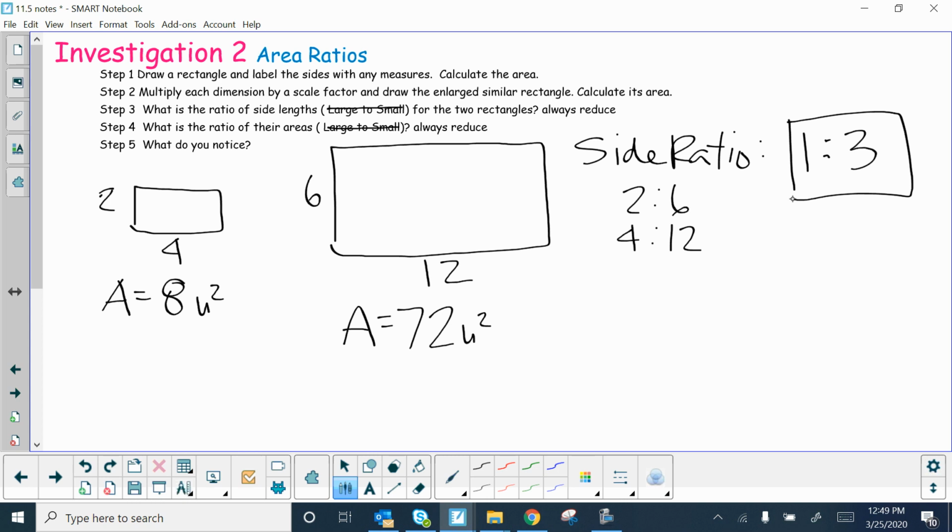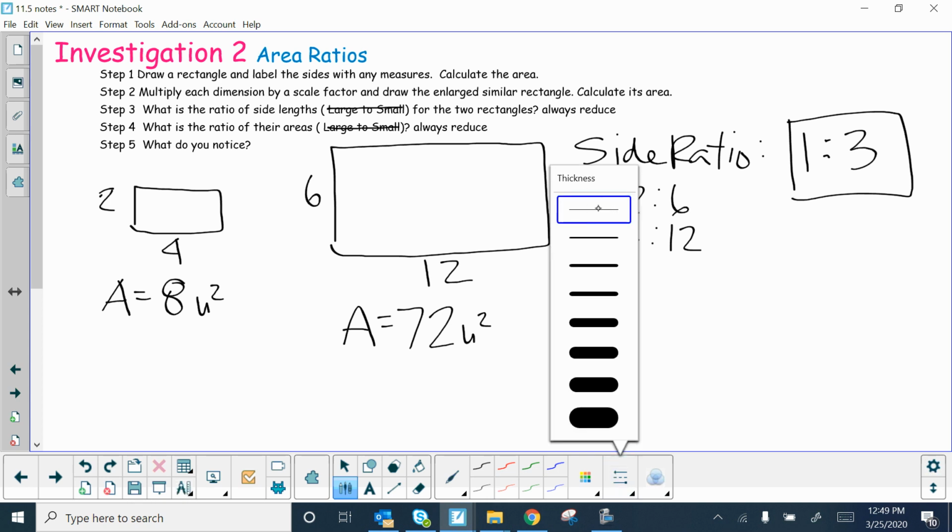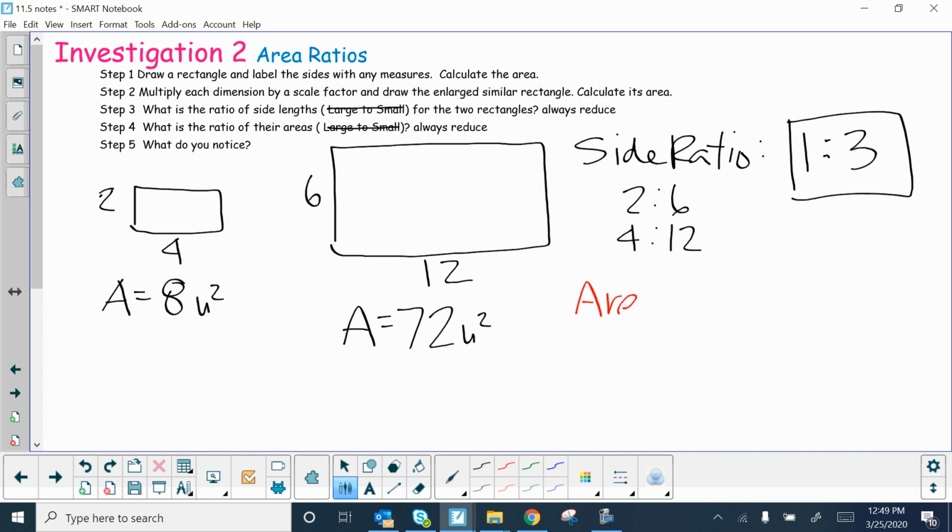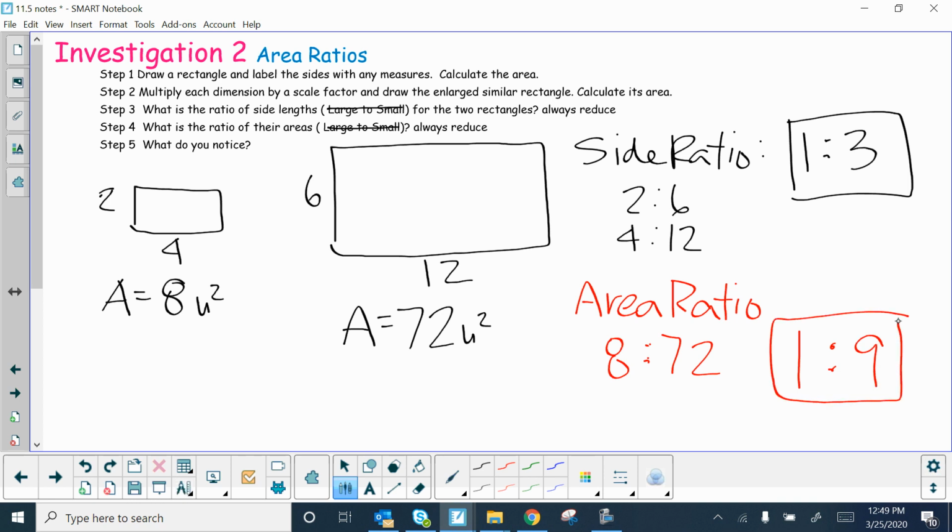What's the ratio of the areas? So now let's do the area ratio. So area ratio is 8 to 72. 8 to 72. Do you think that reduces to 1 to 3? No, 8 goes into 72 9 times. So this actually reduces to 1 to 9. So it's not the same as that.